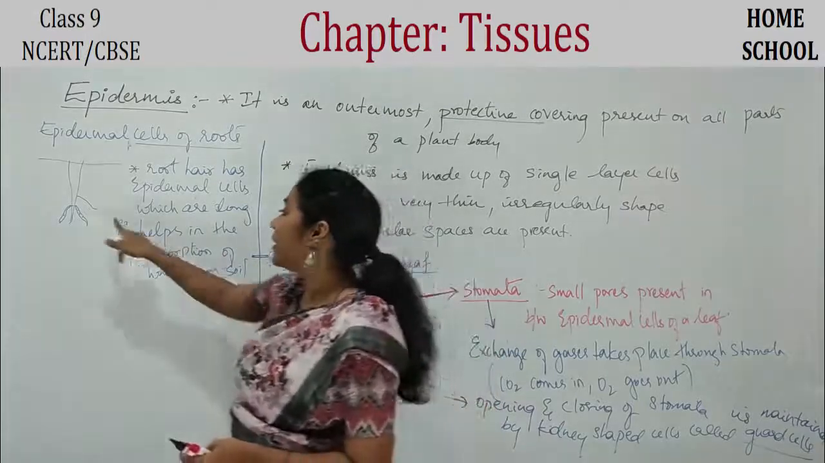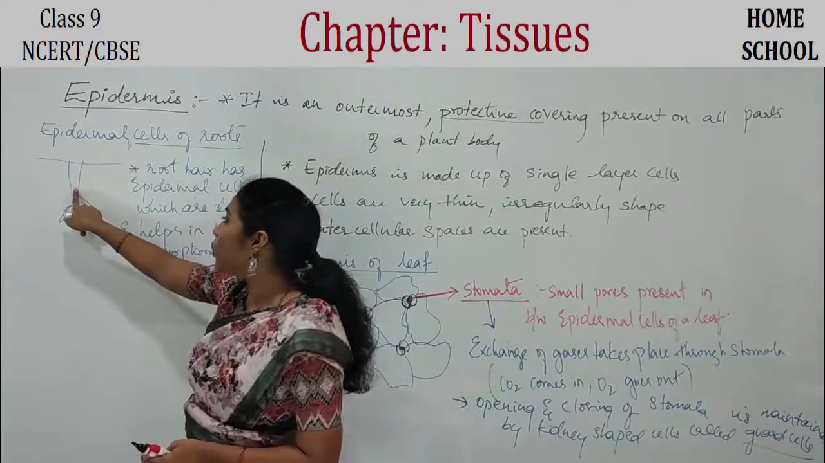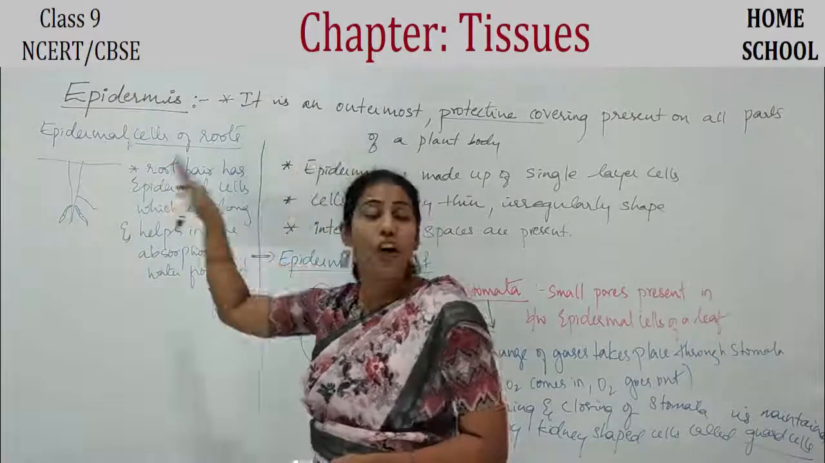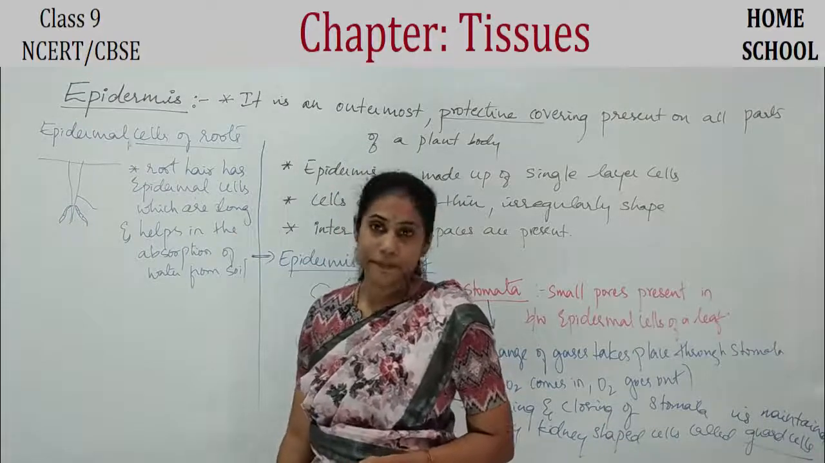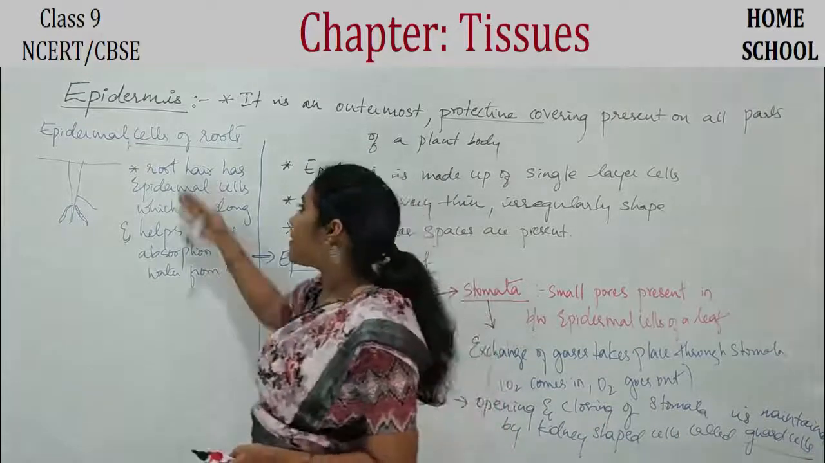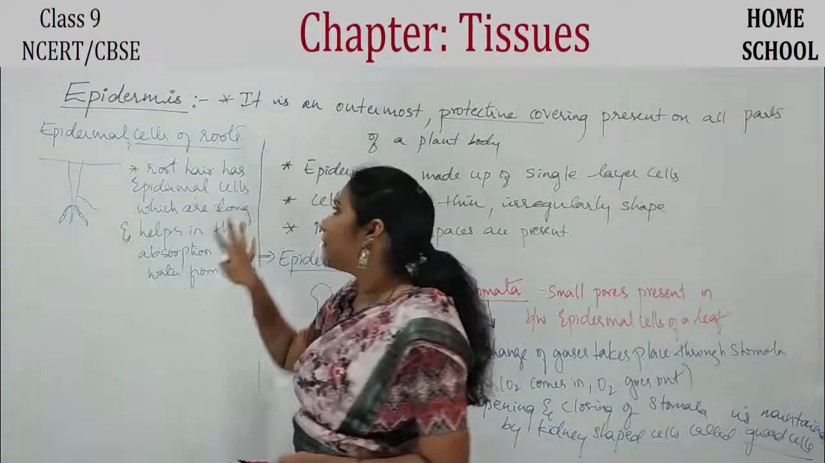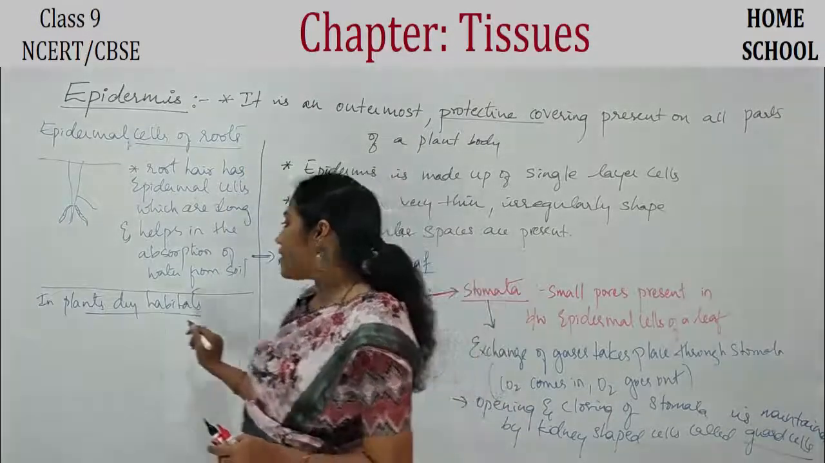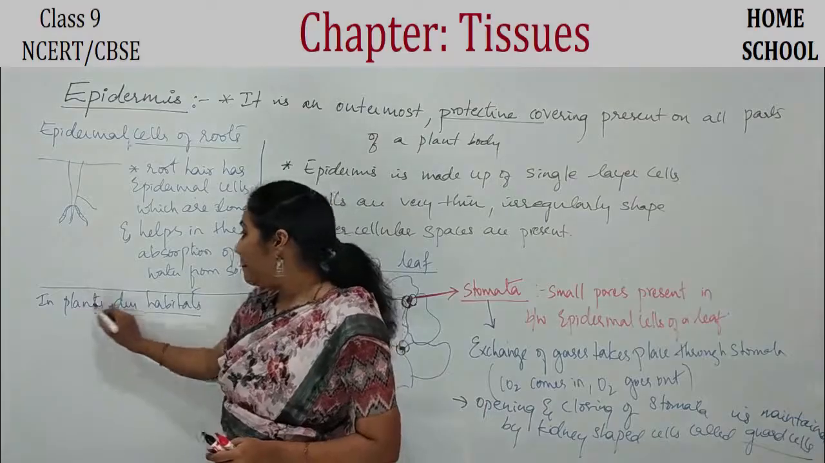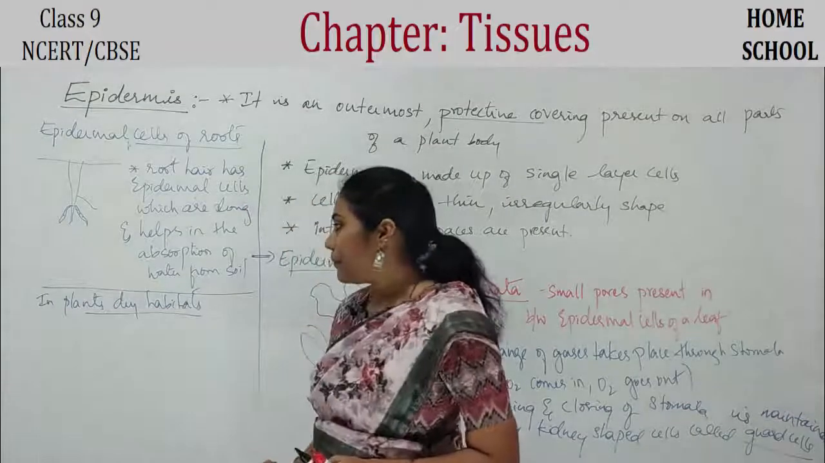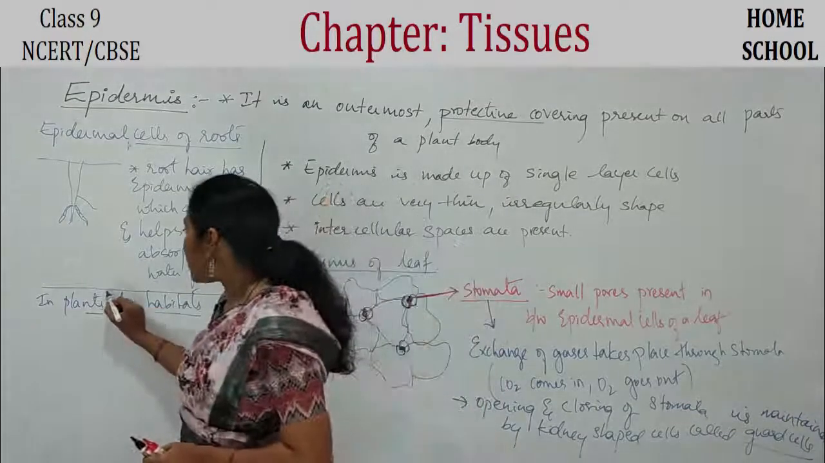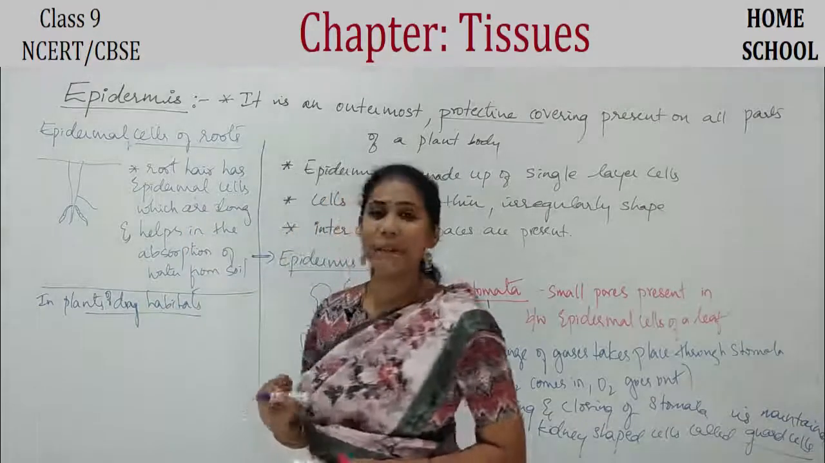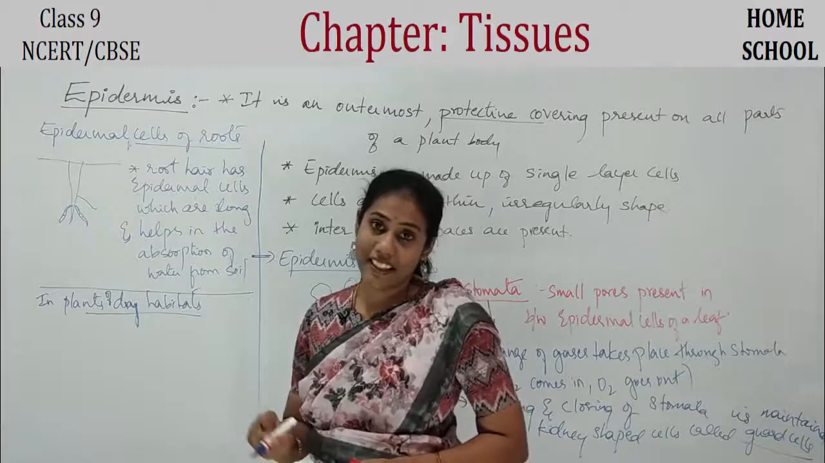And this water is later passed to the main root, and from the main root through the xylem, it will be passed to all parts of the plant. Isn't it? So that is the epidermal cells present in the roots. Okay, now let us discuss the plants in dry habitat. Okay, plants of dry habitat, in the sense, the desert area.